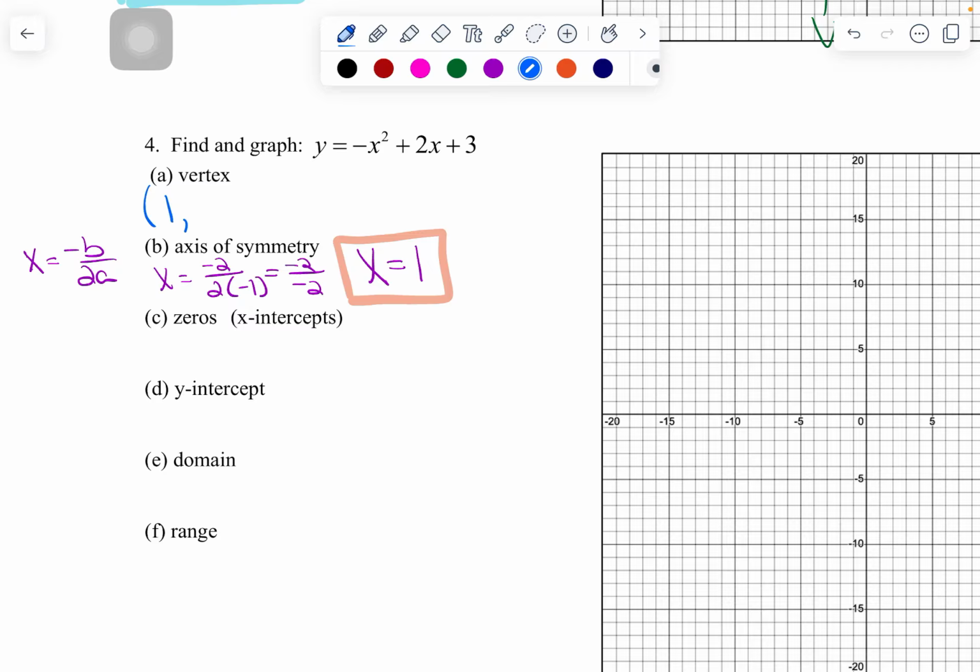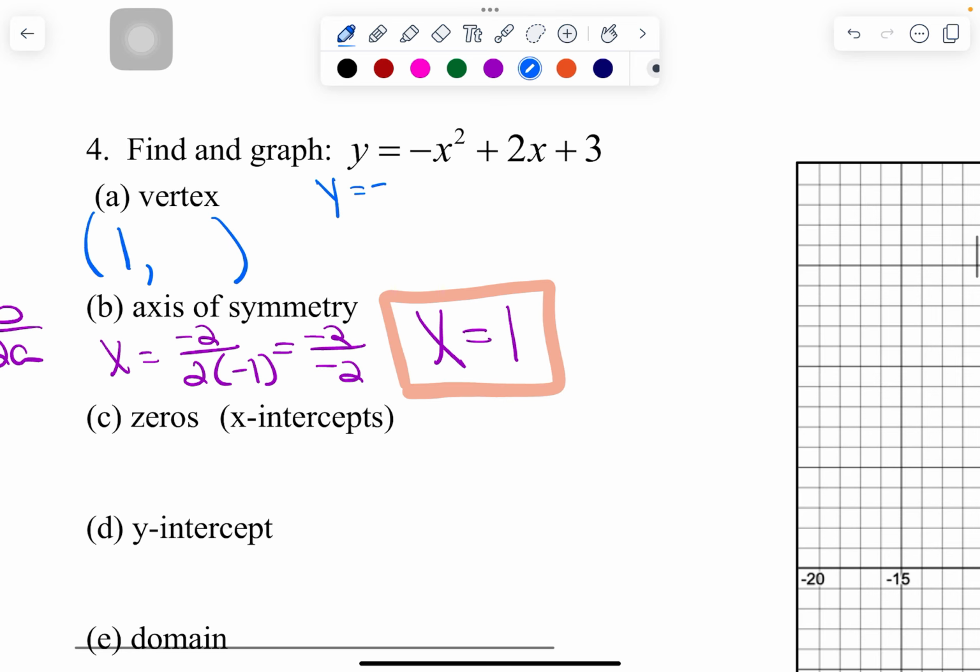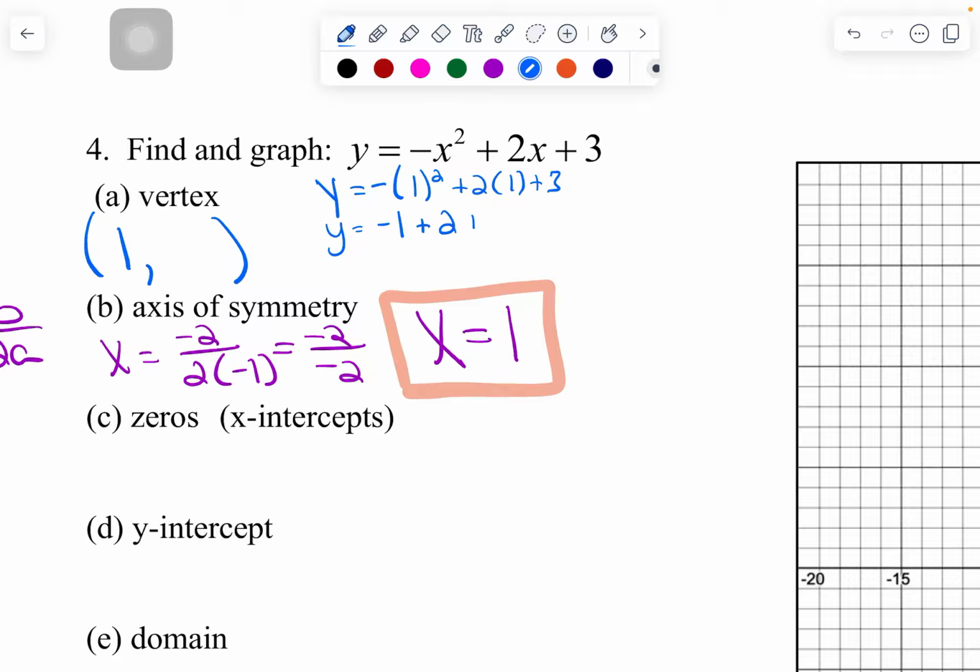So I've got my axis of symmetry, which also means I have half a vertex. I know the x value of the vertex. I need to figure out the y value of the vertex. So, a little substitution here. y is equal to negative 1 squared plus 2 times 1 plus 3. So 1 squared is 1, and I'm going to make it negative, so negative 1. 2 times 1 is 2, plus 3 is 5. 5 minus 1. My vertex is (1, 4).